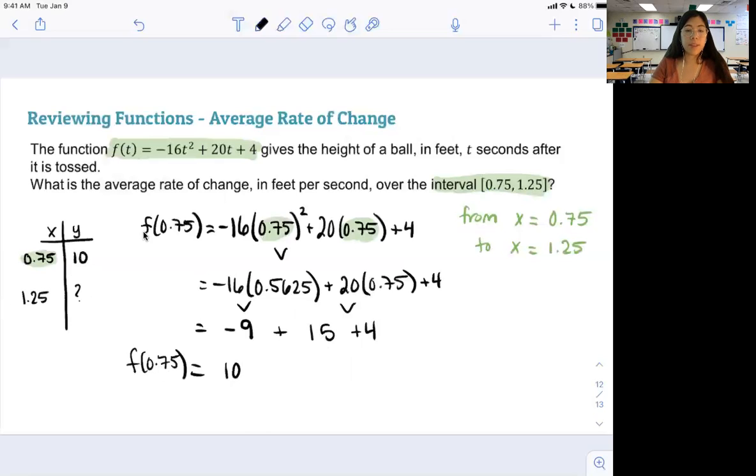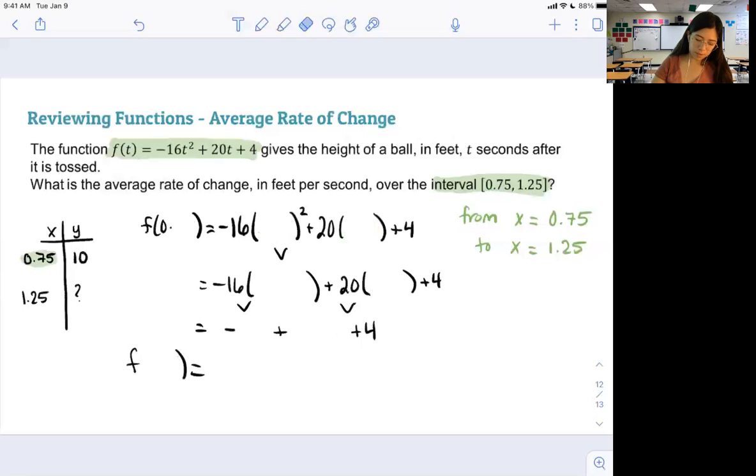Now I got to do the same thing, but this time I'm plugging in 1.25. So I am going a little fast. That's because I just want to make sure we finish this problem. But we'll see a similar problem tomorrow, so don't worry if you feel a little rushed. Okay. Now I'm plugging in 1.25 and doing the same thing.